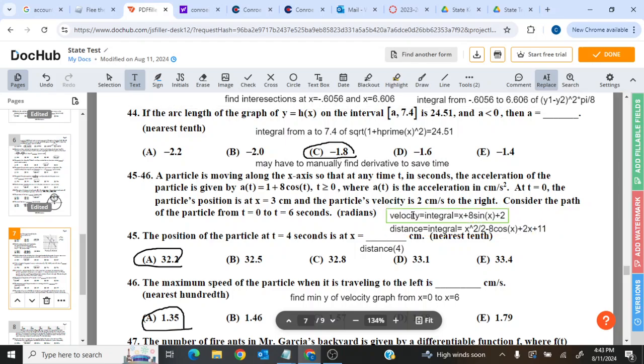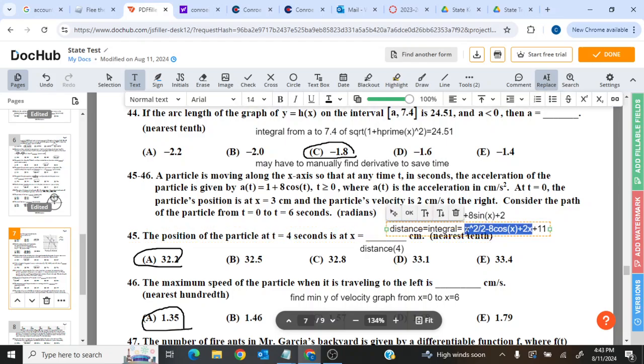And then it's given that it's 3 centimeters to the right. Well, if you plug in 0 for this part right here, you'll get minus 8 cosine of 0, so negative 8, and you'll need to add 11 to counteract that. Then the position of the particle at t equals 4 is x equals 32.2.